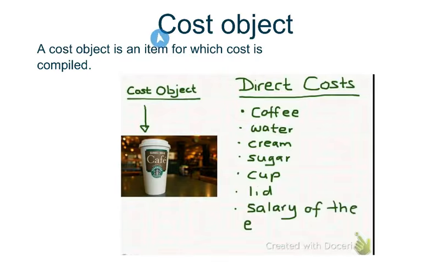The next one is a cost object, and this is really an item that you can allocate cost to. So if we look at this cup of coffee, this is a cost object because there are certain costs that we can relate or allocate to this cup of coffee. We will, for instance, have the coffee powder, water, cream or milk, sugar, the cup and the lid, and then maybe the salary of the person who makes the coffee. So all these costs can directly be linked to the cost object.